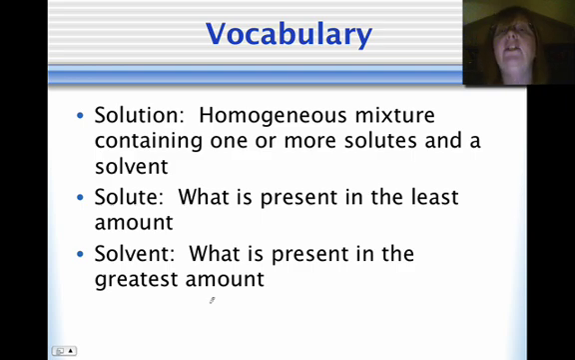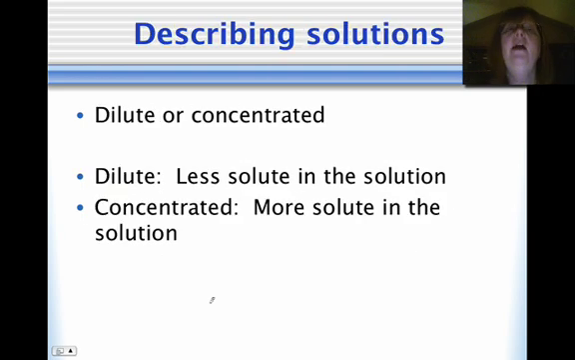In this video, our solvent is always water, so we have aqueous solutions, and we're only going to have one solute. So when we describe solutions, we can use words like dilute or concentrated. A dilute solution would mean that there's not a lot of solute in your solvent. Something that's concentrated would have a lot more solute in a given amount of a solution.